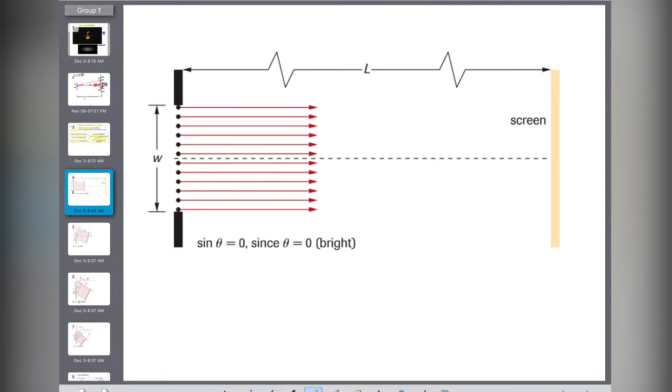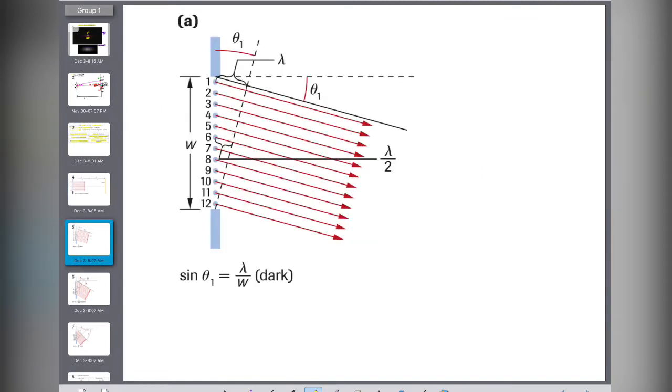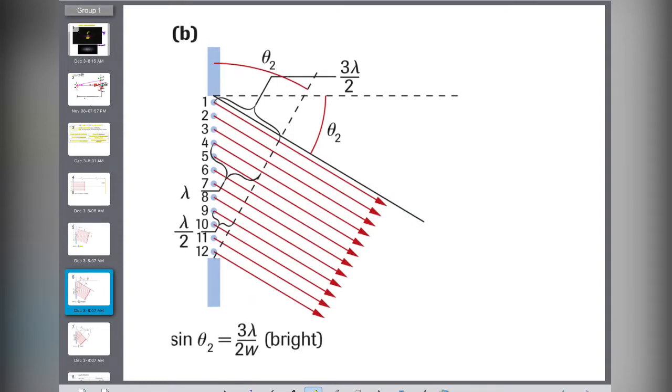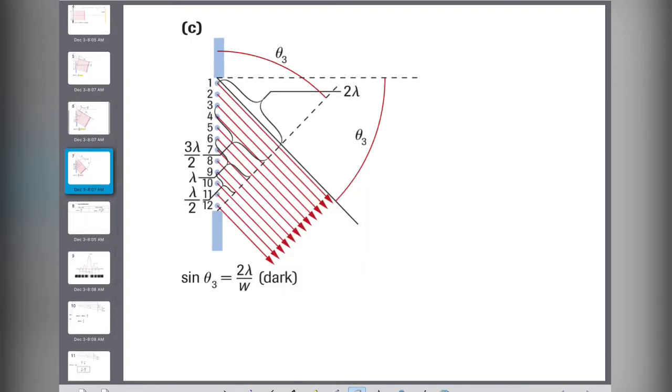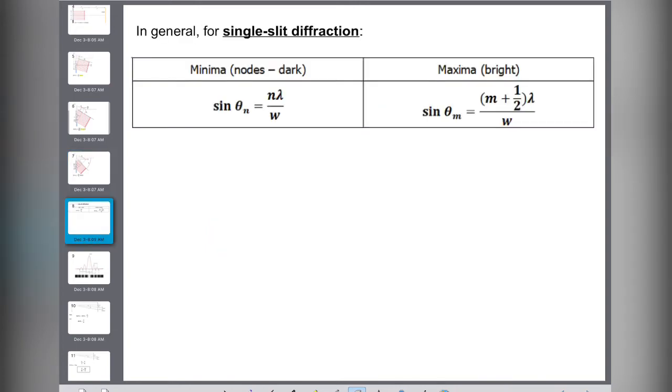All right, and here's just explaining. If this goes straight through, we're going to have bright lines. But then as it starts to go at an angle with a path difference of lambda over 2, you're going to notice the first possible dark line. And keep going. The second one, when it goes to 3 over 2 of a wavelength of path difference, you notice a bright line. And so on and so forth. Scientists were able to see repeating patterns, and the general pattern they found for any dark line is that sine theta n is n times lambda over w.